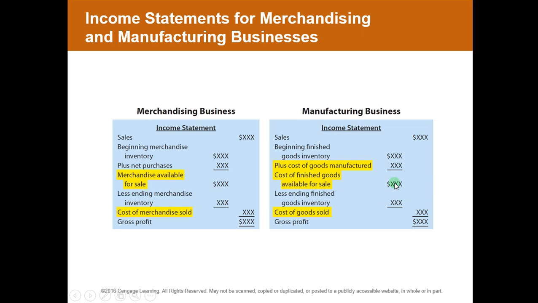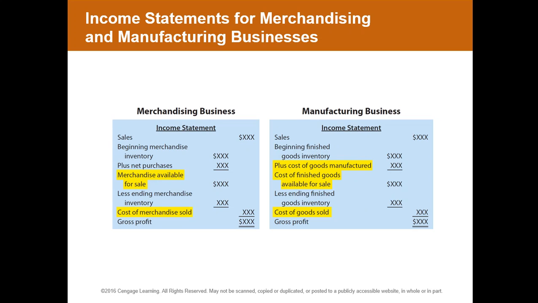So I add that to my beginning finished goods inventory. That tells me the amount of goods I had available for sale during that period of time. I will again go take an ending inventory of those finished goods, and the difference is my cost of goods sold. All right, so there's your calculation for your finished goods inventory.